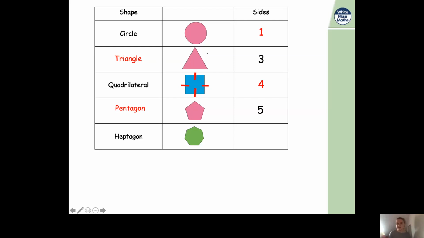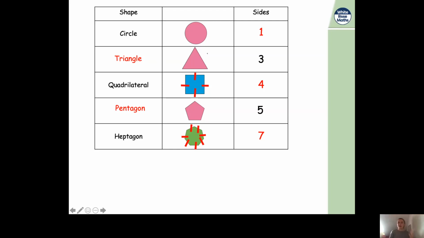Okay, what about a heptagon? Well, let's count how many sides a heptagon has. So it's got 1, 2, 3, 4, 5, 6, 7. Have we got any more sides? No, we haven't. We've got 7 sides for a heptagon.